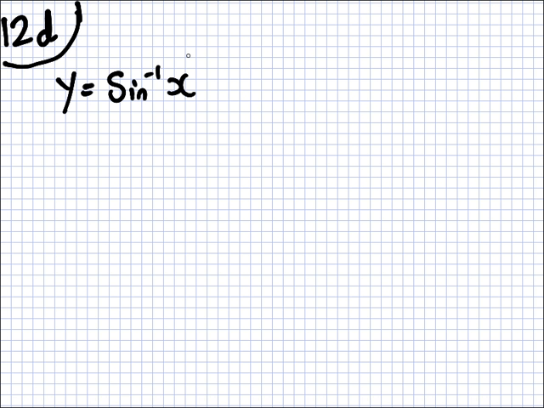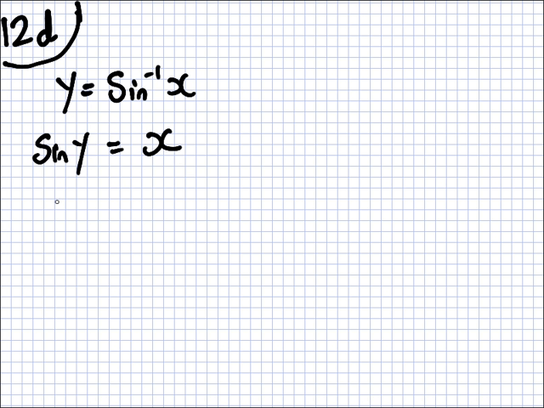So the trick here with doing these ones is you have to put a sine on both sides. Okay, so sine of y on the left. Then what happens if you do sine inverse? They cancel, so what are you left with? x.